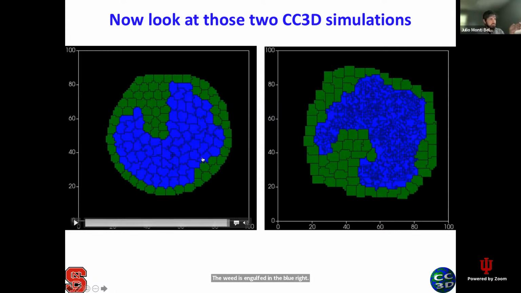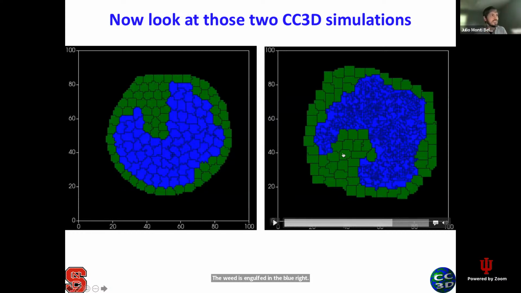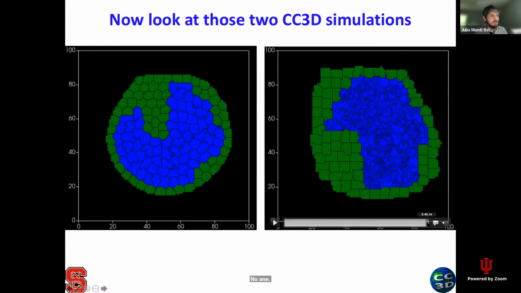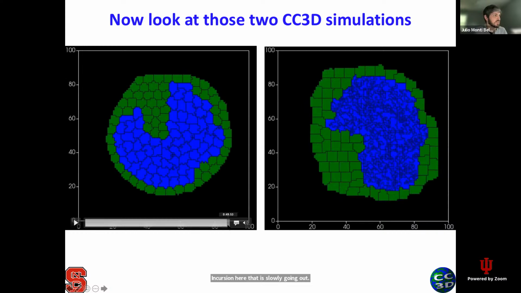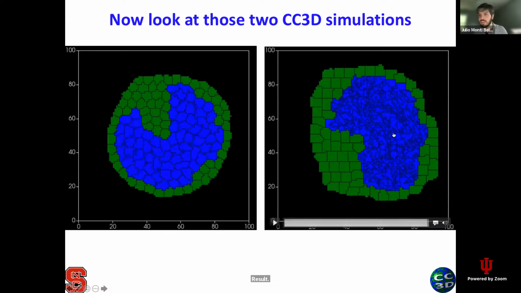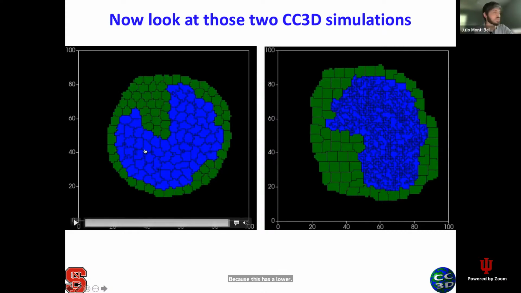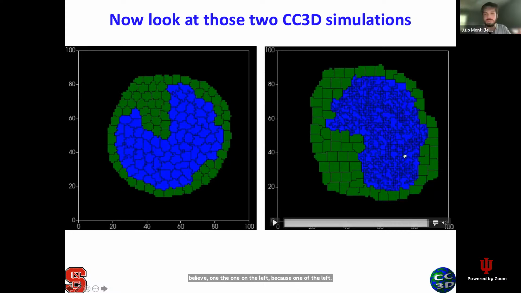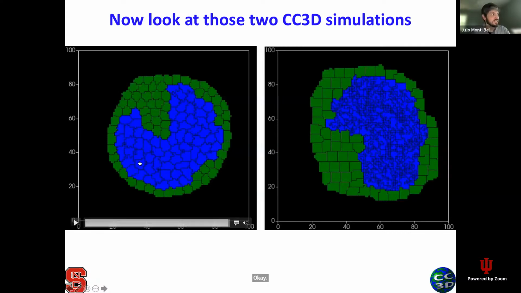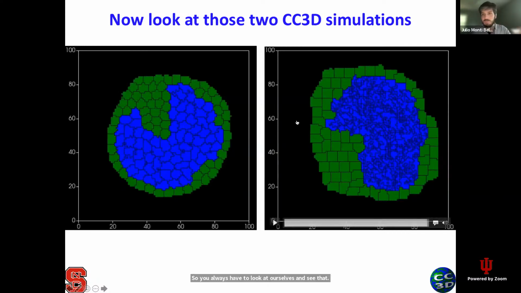We have some kind of incursion here that is slowly going out. But if you just look at the metric without taking into account the shape of the cells, you may even say that this one is better because it has a lower boundary between blue and green than this one has. Yet, when you look at the simulation, which one do you believe? I believe the one on the left, because it looks more like real cells than the one on the right. So you always have to look at your cells and see whether they look more like the ones on the left than the ones on the right.